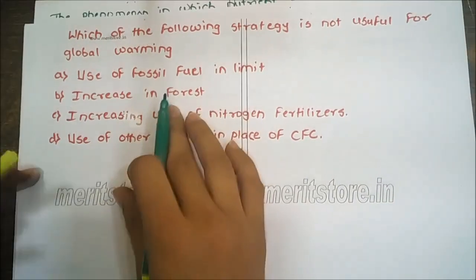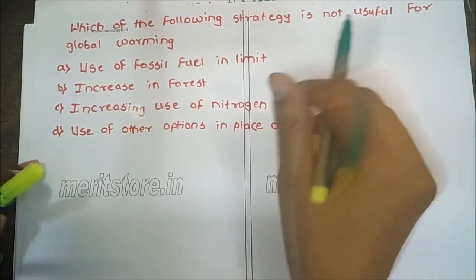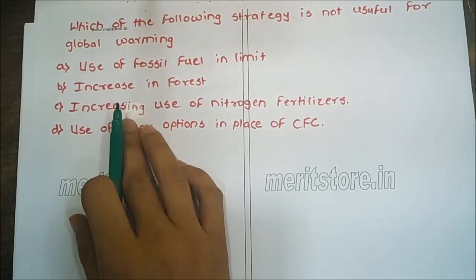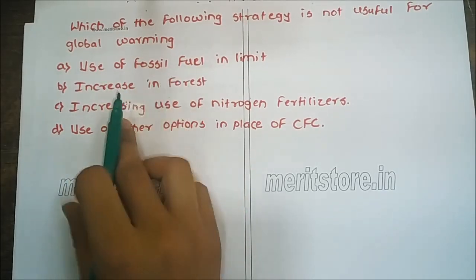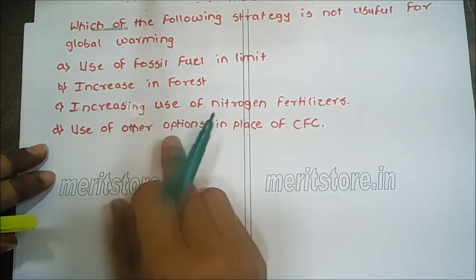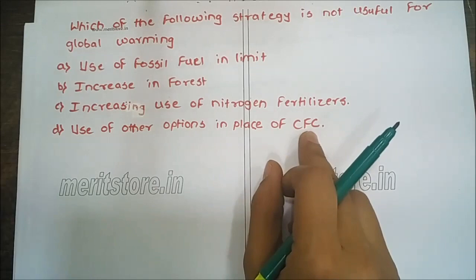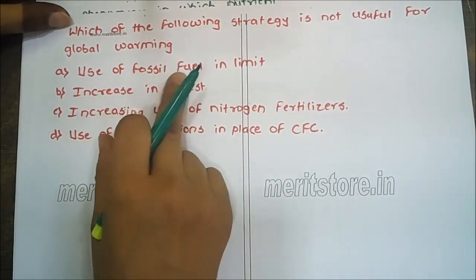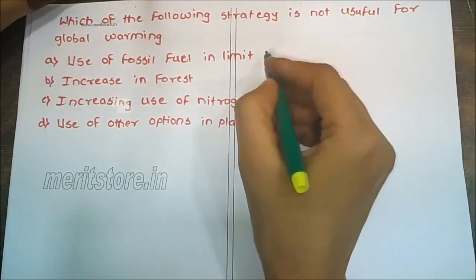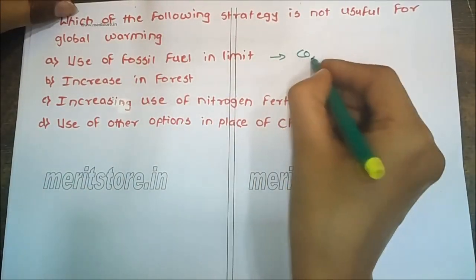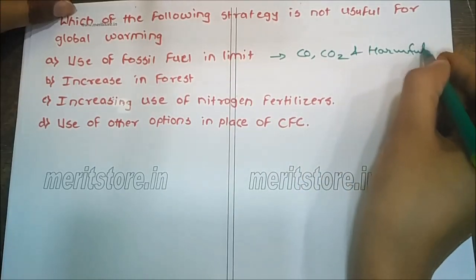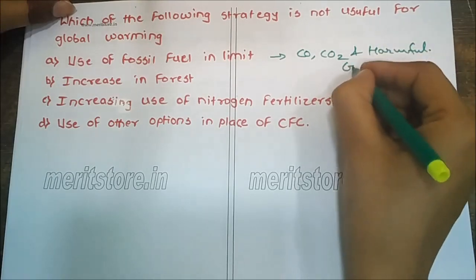Which of the following strategies is not useful for global warming? A. Use of fossil fuel in limit. B. Increase in forest. C. Increasing use of nitrogen fertilizers. And D. Use of other options in place of CFC. So by the use of fossil fuel in limit, we can control the release of carbon monoxide, carbon dioxide, and other harmful gases that cause the greenhouse effect.